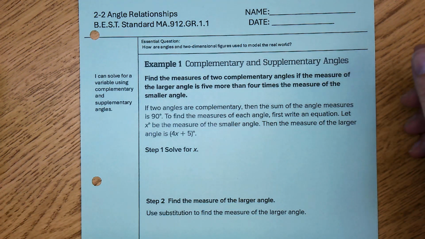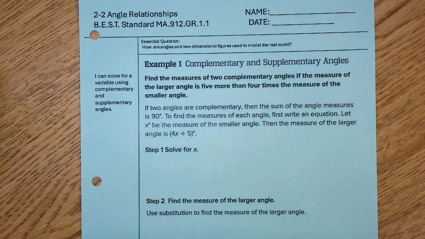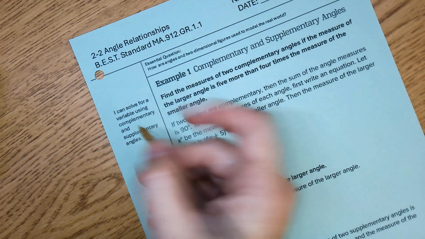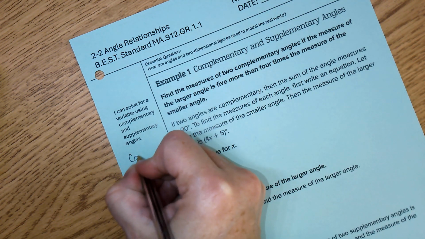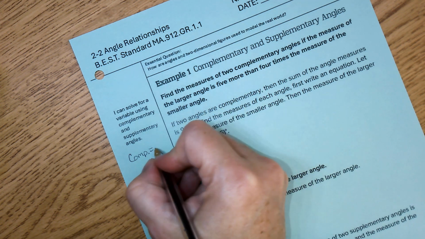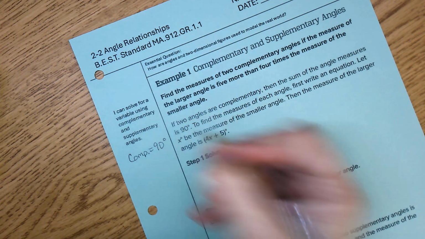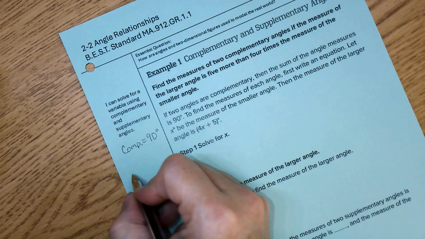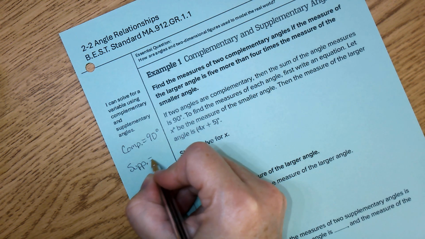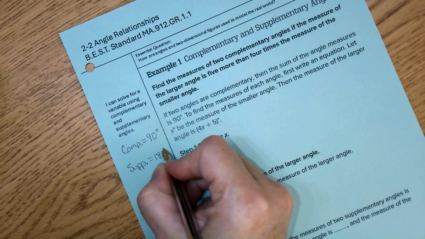Alright, Geometry 2-2, Angle Relations. Today we're going to learn about complementary and supplementary angles. Complementary angles are two angles that when put together add up to 90 degrees. Supplementary angles are two angles that when added together equal 180 degrees.